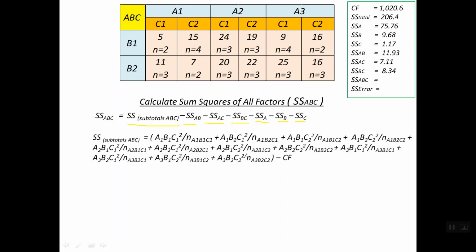How do we calculate the SS for the subtotals for A and B and C? In this table here, for example, A1, B1, C1 is simply: we have the sum for A1, B1, C1 to be 5 and the number of observations we have is 2.